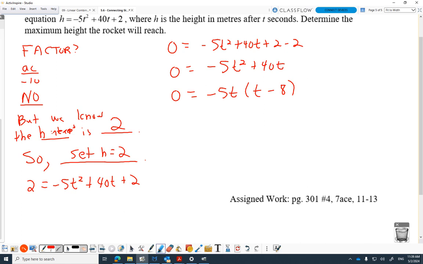Mr. Todd, did you harass us about negatives all last chapter just to make the brackets easier to look at? Absolutely. Yes, now the brackets are easier to look at.